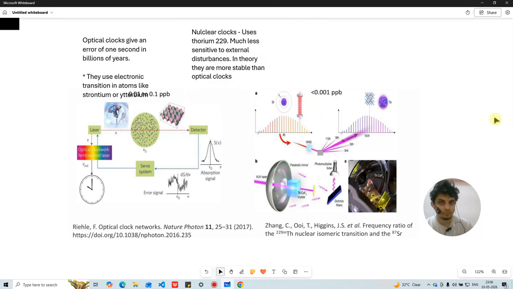Okay, so both of these things, at least nuclear clocks, are in the experimental stage. They are not a reality as of now, but if and when they become one, it's going to still be in the experimental stage.